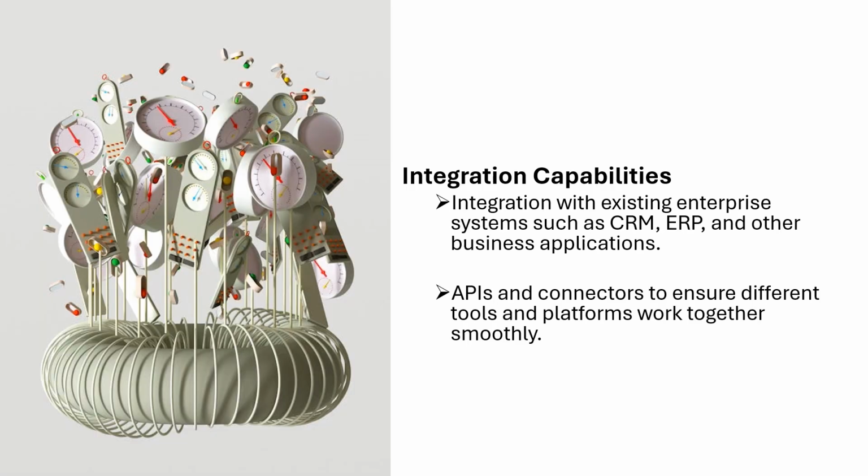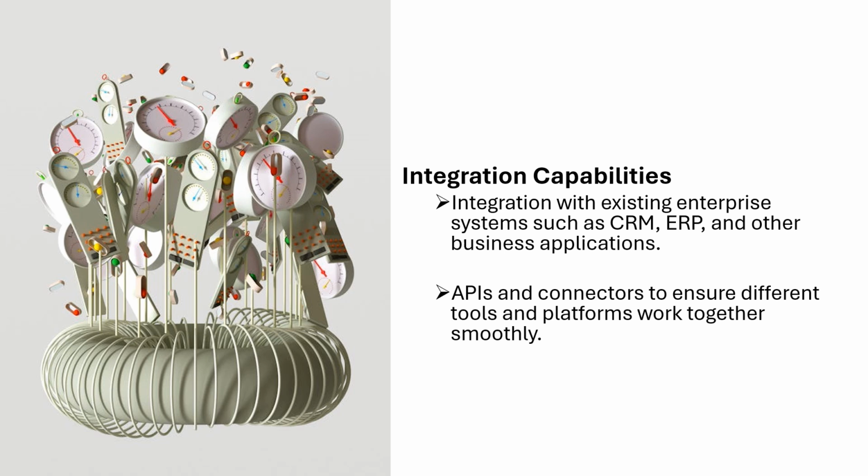And integration capabilities: integration with existing enterprise systems such as CRM, ERP and other business applications, with APIs and connectors to ensure different tools and platforms work together smoothly. Integration means you will have different systems, right? Any company might have software systems, IT systems, hardware, printers, anything. All these systems have to work together, such as CRM, ERP and business applications, with APIs and connectors to ensure different tools work together.